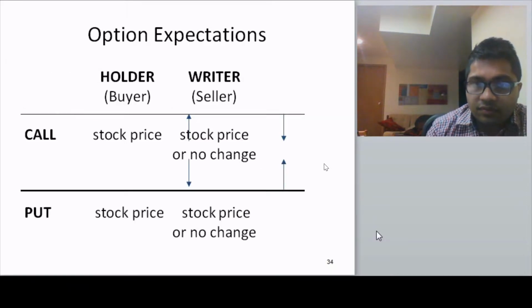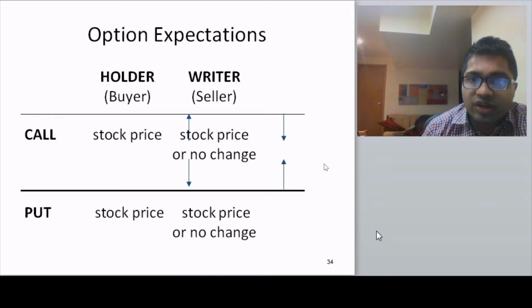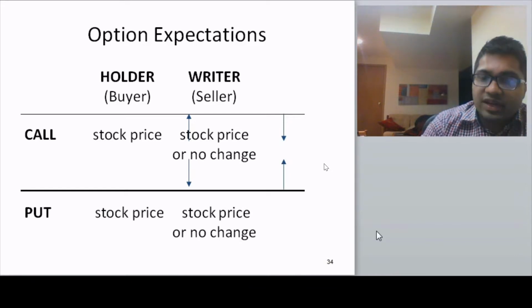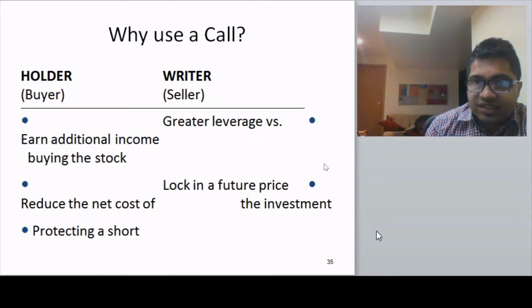Option expectation. A call buyer generally thinks that the price is going to go up. The writer thinks the price is going to go down or there is no change. A put buyer thinks that the price is going to go down. A put writer thinks that the price is going to go up or there is going to be no change.